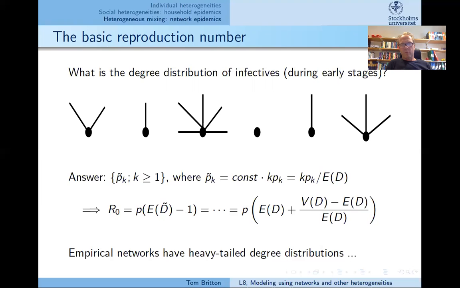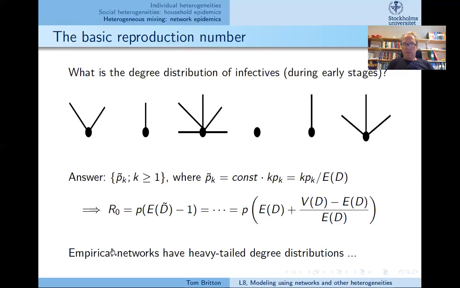And the variance, perhaps not everyone knows what the variance is, but it has to do with how random the degree distribution is. In particular, if the degree distribution has a heavy tail, meaning that a few individuals have very large degree, then this term here will dominate. So even if the transmission probability is small and the mean degree is small, this factor can be large, implying that R0 may be large even if both P and the mean of D are small.